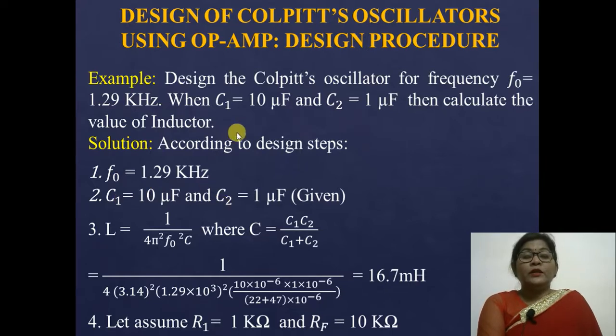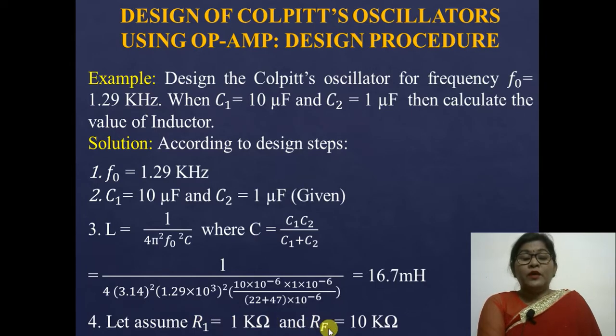So here you can also assume the value of C1 and C2. C1 is given over here as 10 microfarad and C2 is 1 microfarad. Next step is to calculate the value of the inductor using this formula. After solving, the value of inductor L will be equal to 16.7 millihenry.